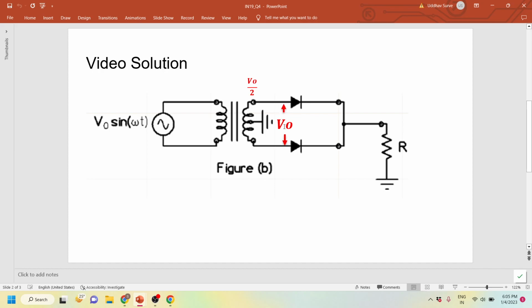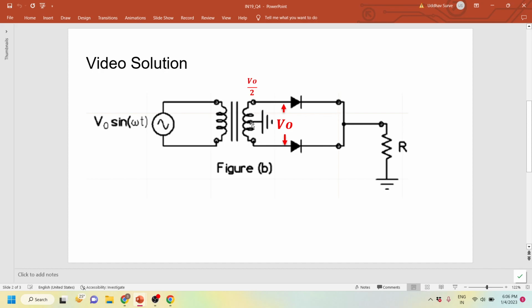So let us assume V naught is having this polarity, where positive on the top and negative on the bottom. Due to the center tap, with respect to this ground, this half winding voltage will be V naught by 2. And when this V naught by 2 is the half winding voltage, this diode will be forward biased with respect to ground, and this diode will start conducting. However, the anode to cathode voltage of the diode at the bottom will be negative with respect to this ground. That's why this won't be conducting. So the voltage across R will be V naught by 2 in terms of the sinusoidal nature.